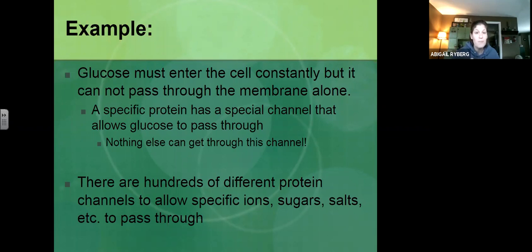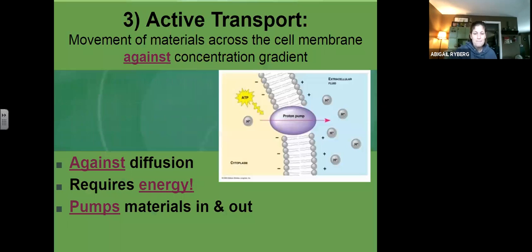Its only job all day, every day, 24/7, is to find a glucose molecule and pass it through. This protein is just grabbing a molecule of glucose and passing it through, pumping glucose through the membrane, for example. And there are hundreds of examples of this in our body. Different protein channels allow specific ions, specific sugars, salts, whatever it may be, in or out of our cell membranes. And then the third type is active transport.